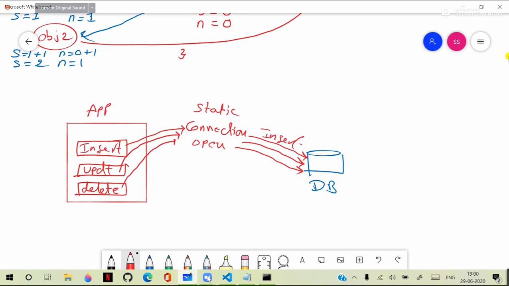So that is static. Now, what is non-static? Connection pooling, leakages, so many issues will come. But if I need continuous operations one after another, then static is good. Am I right?